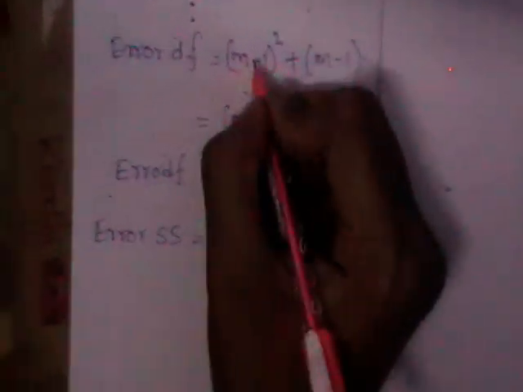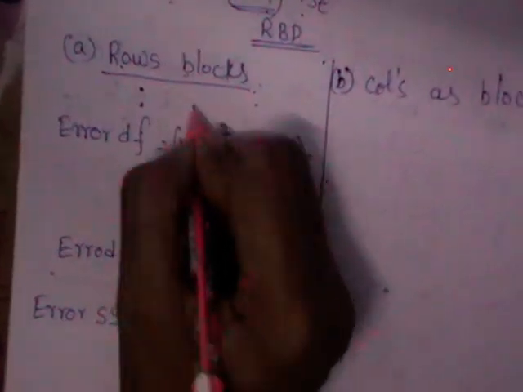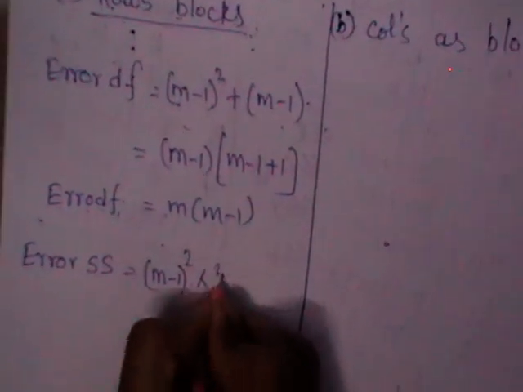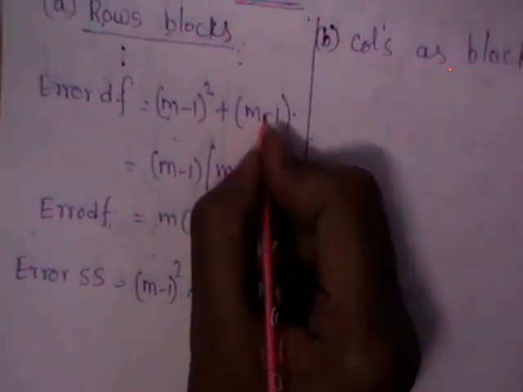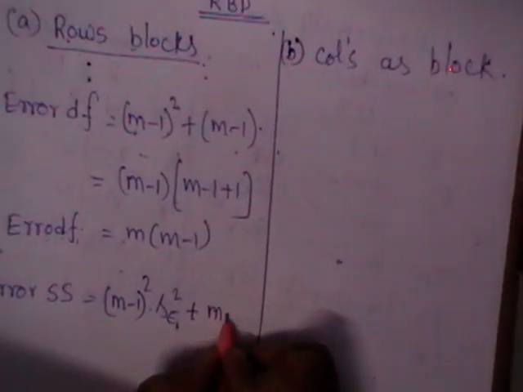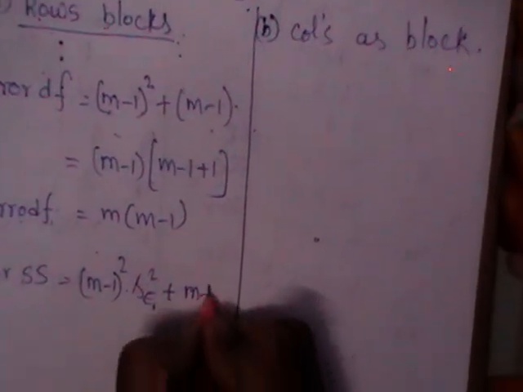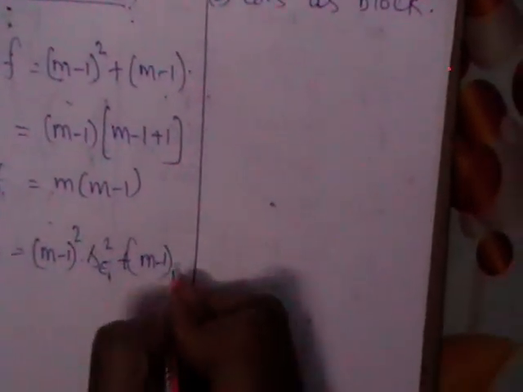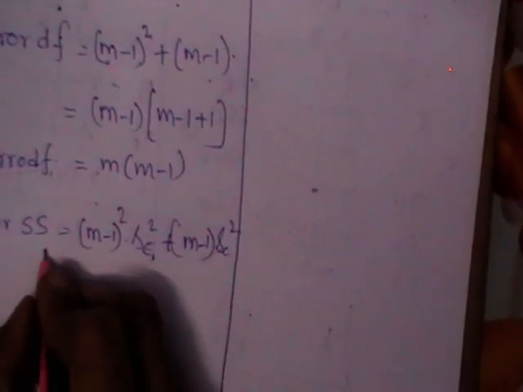I think we need the error sum of squares here. The error sum of squares is the degrees of freedom of error of LSD, so m minus 1 whole square into SE square, plus this term, which is that of rows. If you club these together, this is the error sum of squares.